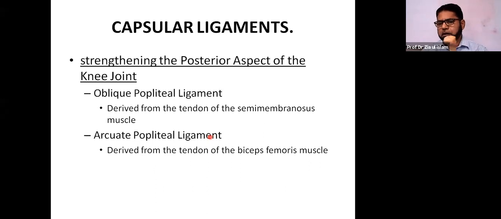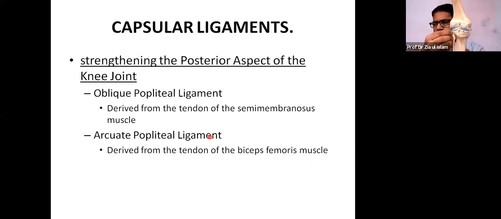Achha, now the knee joint. The knee joint is also strengthened posteriorly by two ligaments. दो ligaments होते हैं posteriorly, यहाँ दो ligaments होती हैं. एक तो main ligaments होते हैं, tibial collateral ligament, fibular collateral ligament. इसके अलावा एक oblique popliteal ligament है और एक है arcuate popliteal ligament. ये दो ligaments हैं which are present on the posterior aspect of the knee joint.